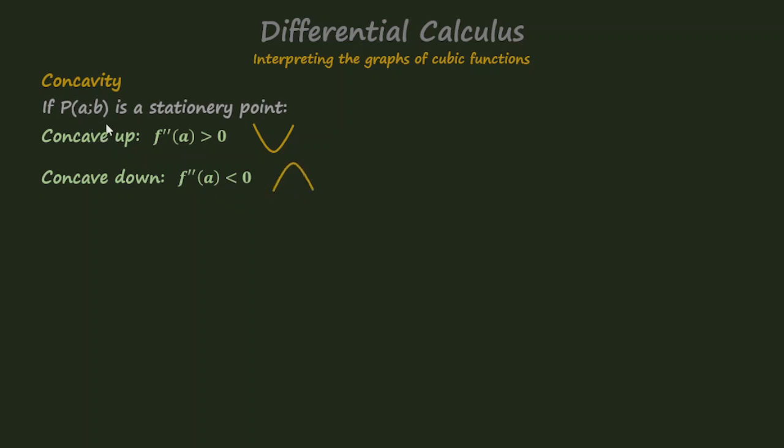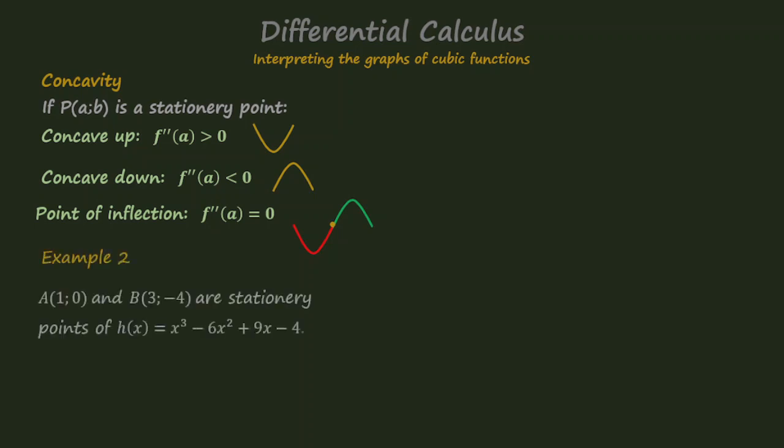Now, if I substitute the same x equals A and I get 0, we have what we call the point of inflection. At the point of inflection, the graph changes its concavity. It's either changing from concave down to concave up or from concave up to concave down. Let us illustrate these concepts using an example.